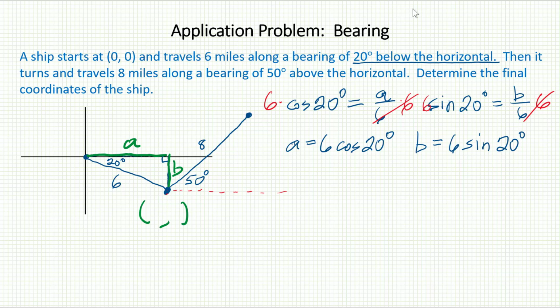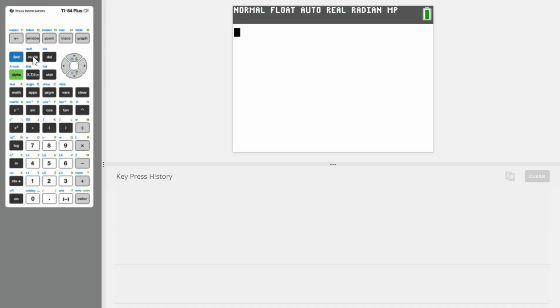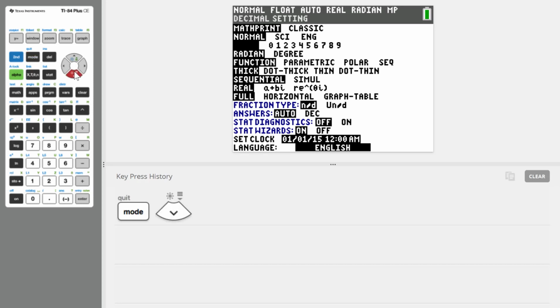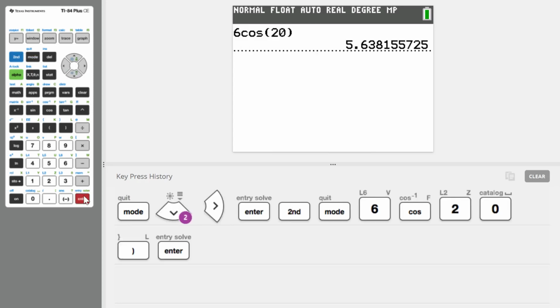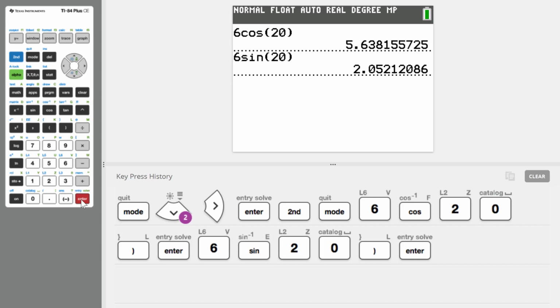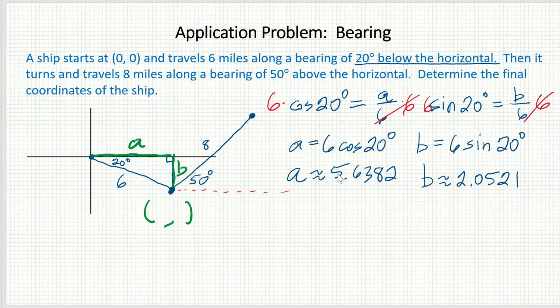I can get those values off the calculator. We need to be in degree mode here, so let's fix that. So I'm in degree mode now. Looks like 6 cosine 20 degrees is 5.6382 or so, and 6 sine 20, 2.0521. I'm keeping the decimals a little long because I'm going to use these values later in the problem and I don't want to have any rounding issues.